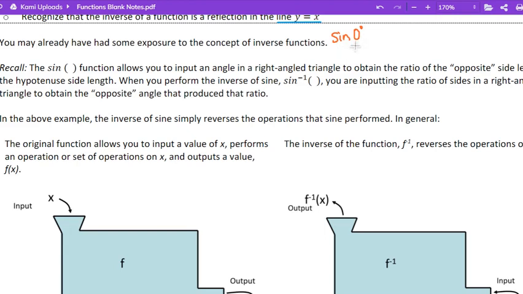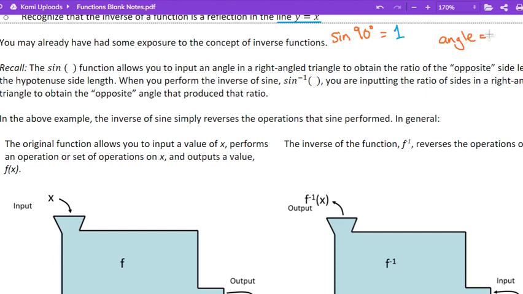Actually, let's try something different. Let's do, when I take the sine of 90 degrees, my input is the 90, right? My output is 1. That's the ratio I get. Now, what if instead we are given the ratio, not the angle, and we want to find the angle? Do you remember how we did that?